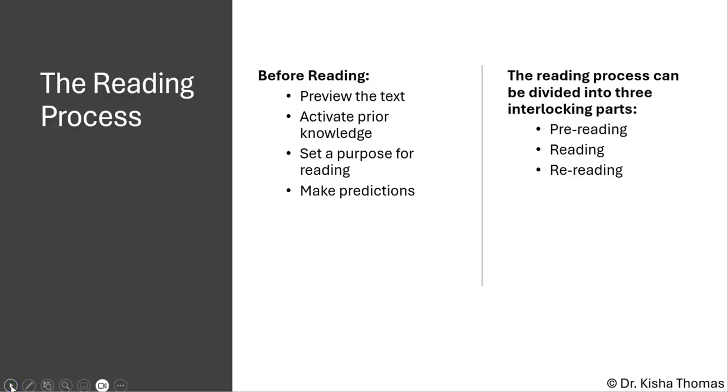The reading process. Before you begin reading, you want to preview the text, activate any prior knowledge you may have, set a purpose for reading, and make predictions. The reading process can be divided into 3 interlocking parts, which are pre-reading, reading, and rereading. I would also add a 4th part, which is after reading.